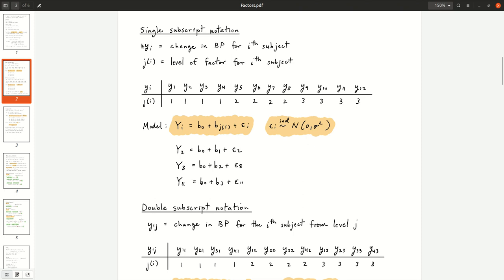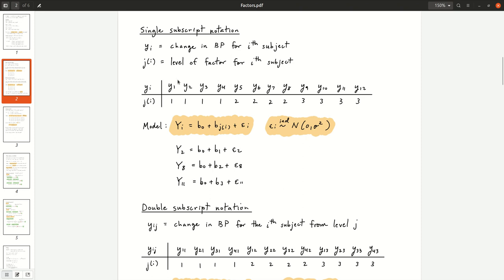We're going to label the response lowercase y with subscript i. What this means is this is the change in blood pressure for the ith subject in the study. And then, of course, we have to associate each subject with a level of the factor, and for that we're going to use this indexing notation. So j of i is the level of the factor for the ith subject.